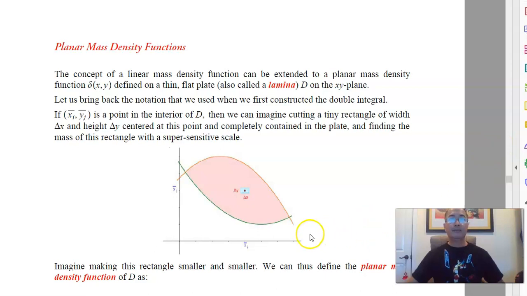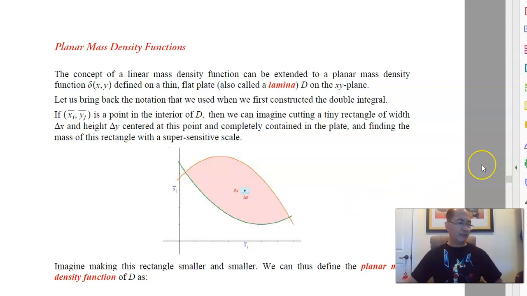Okay, so here we are. We have a plate on the XY coordinate system. So it looks like it could be a type 1 region, for example. We have X going from here to here, Y going from down here to up there.